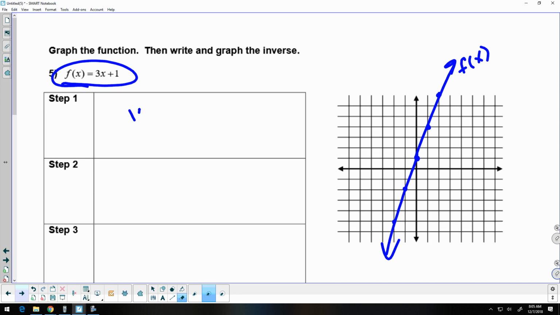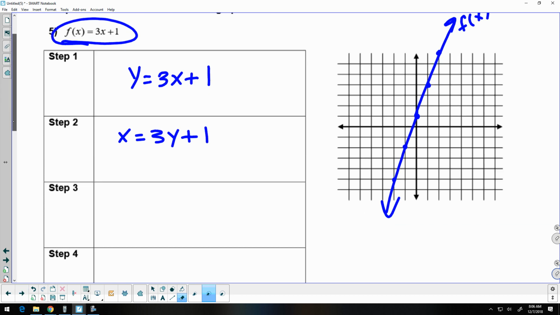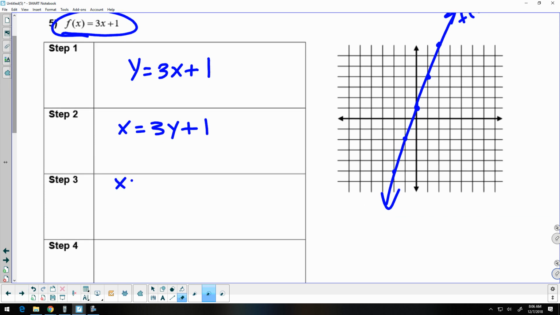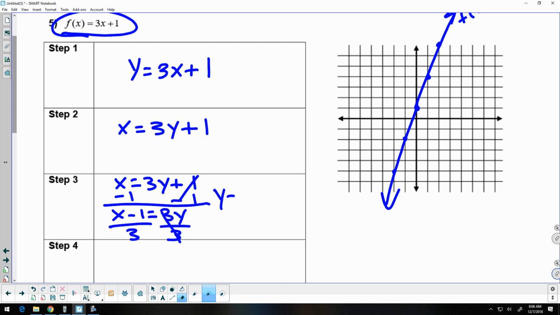So step 1 again, I'm just going to replace f of x with a y. Next, step 2, switch x and y. So it's x equals 3y plus 1. And now solve that equation for y. So let me just write this down here. Okay, so start getting y by itself. First, I'm just going to move the 1. So subtract 1 on both sides. So we have x minus 1 equals 3y. And now divide everything through by 3. So cancel that 3 out. We have that y is equal to x minus 1 all over 3.